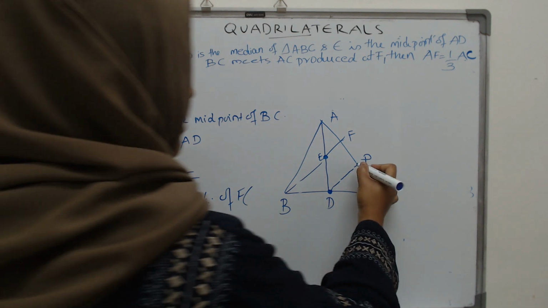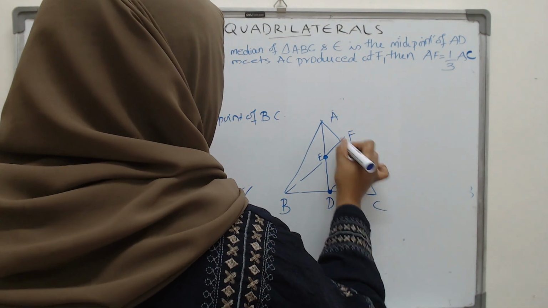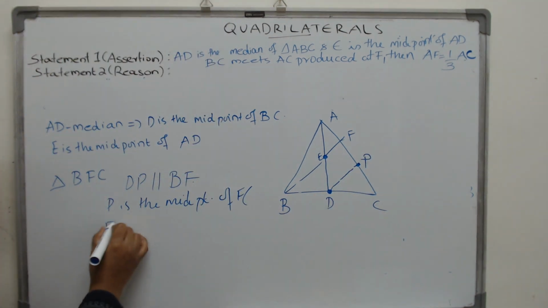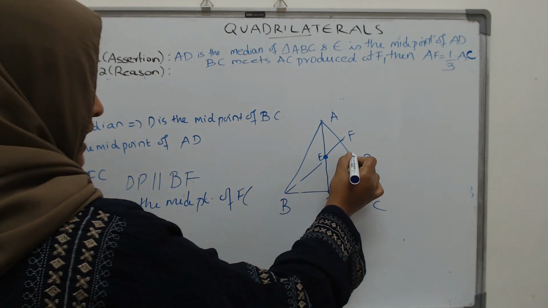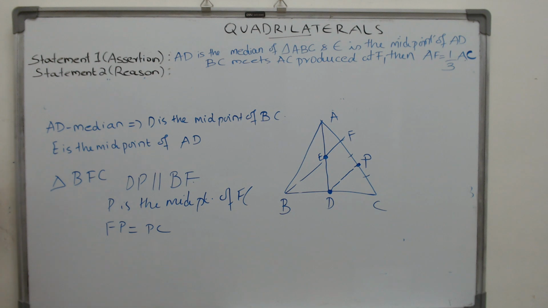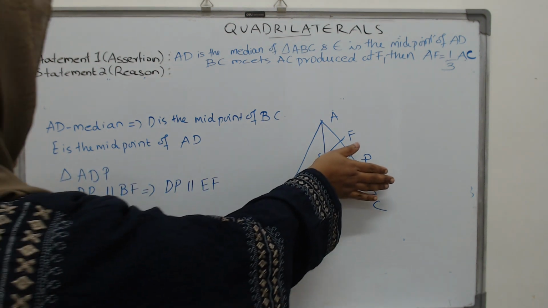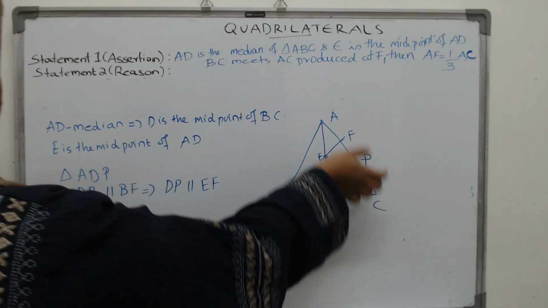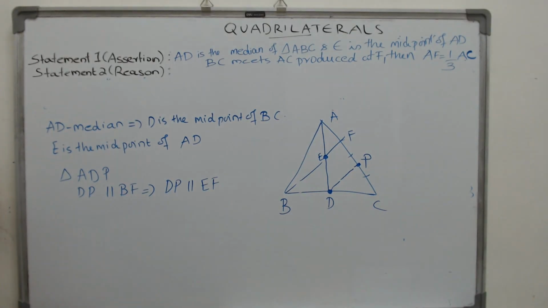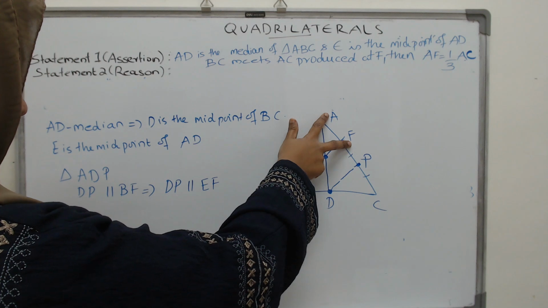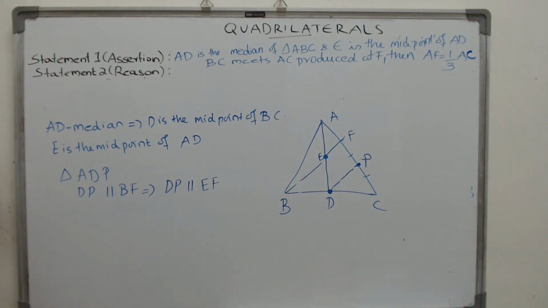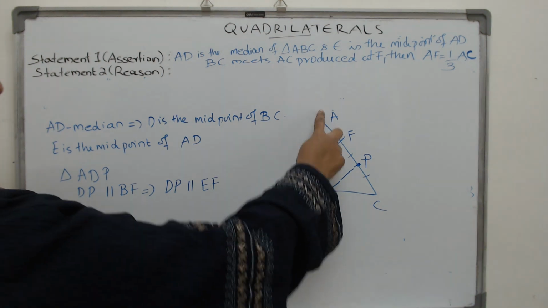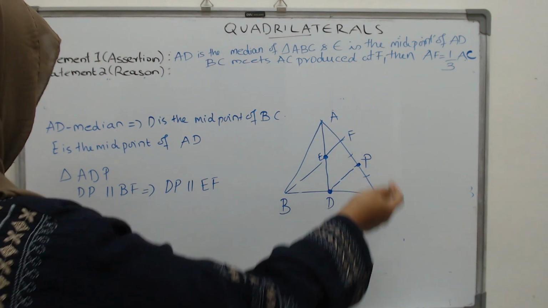So now you have P as the midpoint of FC, which means FP is equal to PC. We have proved that these two sides are equal. Now we have just proved this one set. Now let us move on to the next set. Can you think of any triangle which will include AF and FP and have the midpoint of one of them included? It will be ADP.